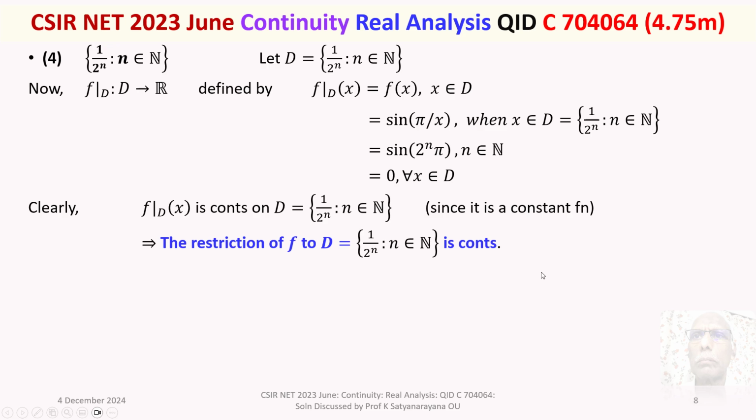So, options 2, 3 and 4 are true. For option 1, the restriction was not continuous. Right. The answer to this question is options 2, 3 and 4, and that is the detailed discussion of the solution of the problem from real analysis, which is related to the continuity of a given function restricted to given sets of domains.